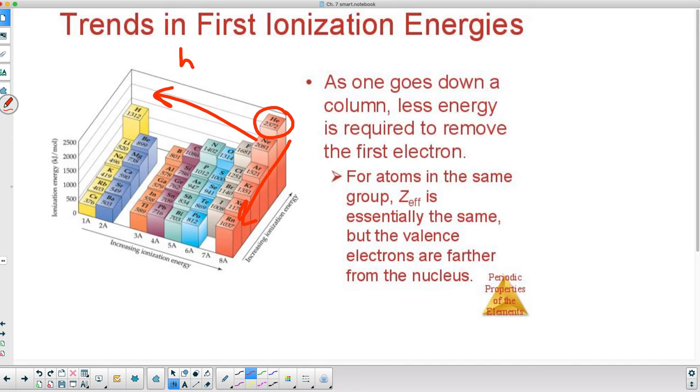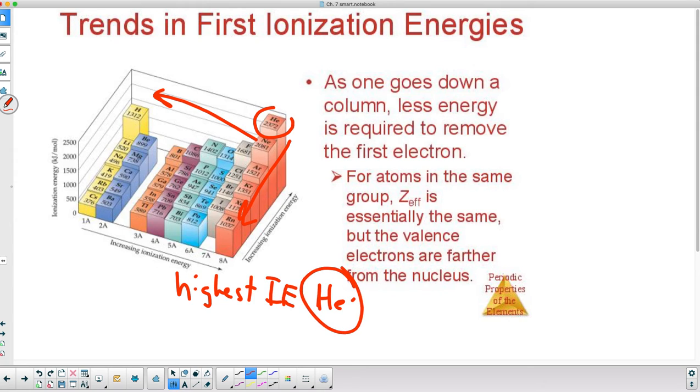Here's the easiest way to do it, in my opinion. When we're talking about the highest amount, the highest ionization energy, remember what that is. That's helium, and that will tell you what the rest of the pattern is. Okay, so the highest ionization energy is helium.